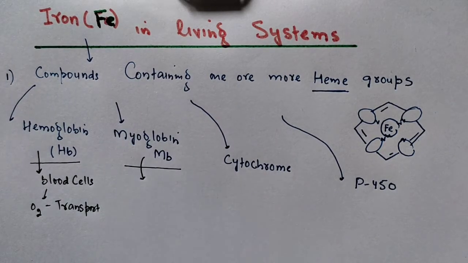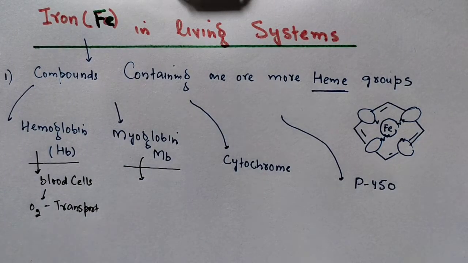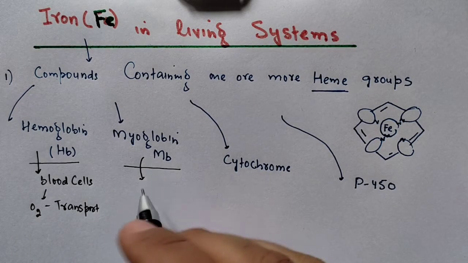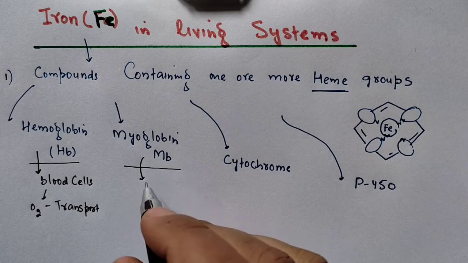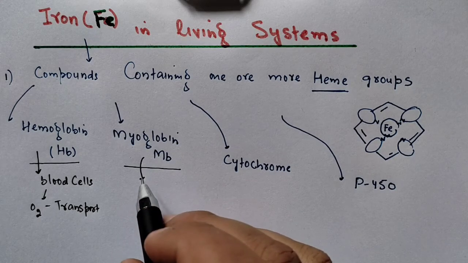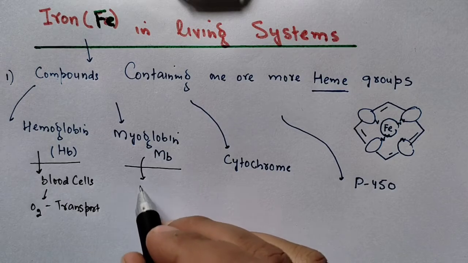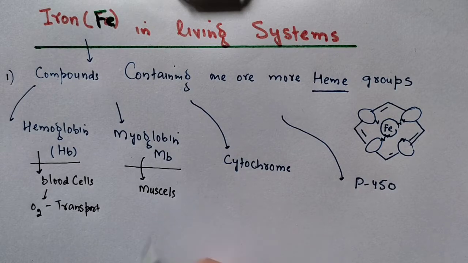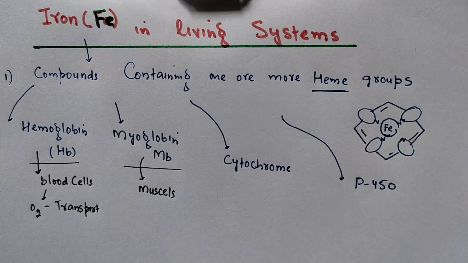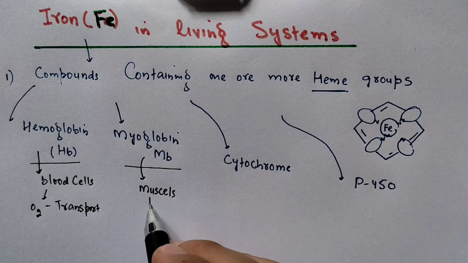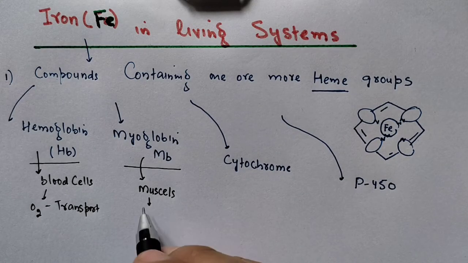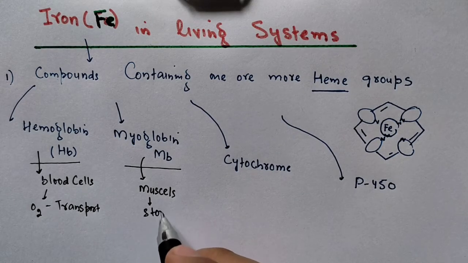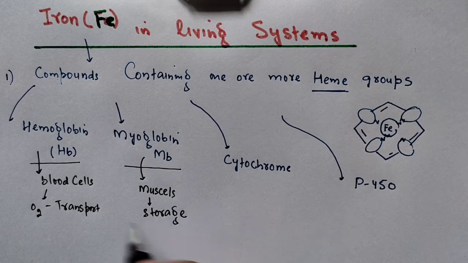Myoglobin is a smaller unit than hemoglobin. This also we'll discuss in the coming lectures. It is present in muscle cells. It has a useful application: it is important in the storage of oxygen. Storage of oxygen, in shortcut.